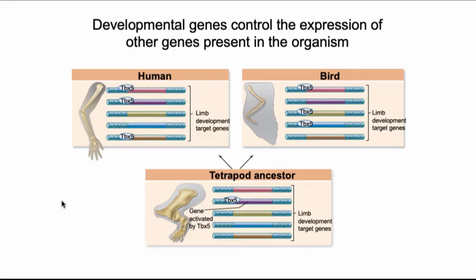So let's look at this example in tetrapods. We have humans, birds, and a common ancestor of both groups. And these are 5 genes that are involved in the development of limbs. In humans, this developmental gene called TBX5 activates these first 2 genes and this last one here. And that results in the formation of an arm. The same developmental gene, TBX5, in birds activates the first gene, just as it does in humans, but instead of activating the second, it activates the third and fourth, and it doesn't activate the fifth. And as a result, you have a wing.